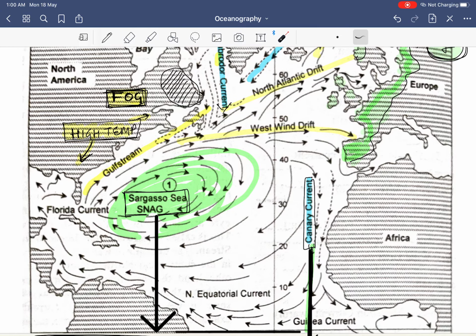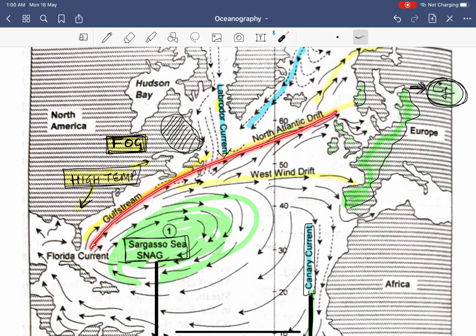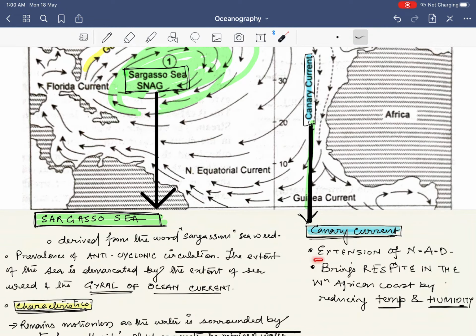Next, as you can see, the Gulf Stream is divided into two parts: the North Atlantic drift and the West Wind drift. When this West Wind drift clashes with the Western European coast, it results in the formation of the cold Canary current, which is an extension of the North Atlantic drift. Remember that the North Atlantic drift is a warm current, which results in the formation of the Canary current, a cold current. The Canary current brings respite to the Western African coast by reducing the temperature and humidity.